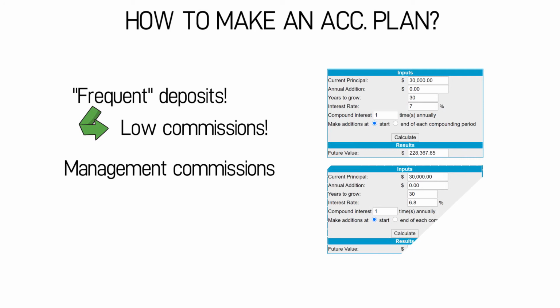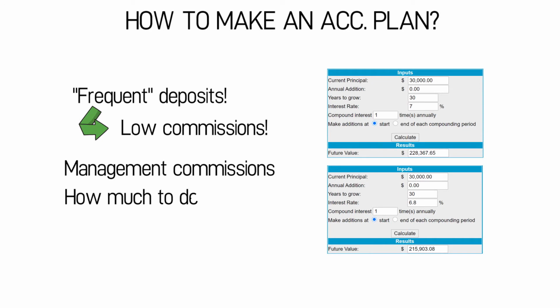Let's look at this chart where we have a return of 7% and a 6.8%. The difference is only 0.2%. With an initial capital of $30,000 and a time horizon of 30 years, we can see that the difference is 15 grand. Should we throw them away? I don't think so. We should also think about how much money and how often to deposit this money.